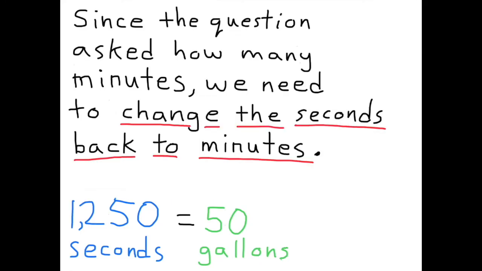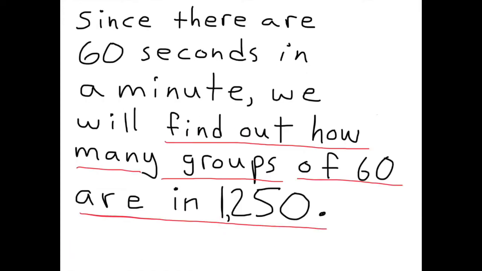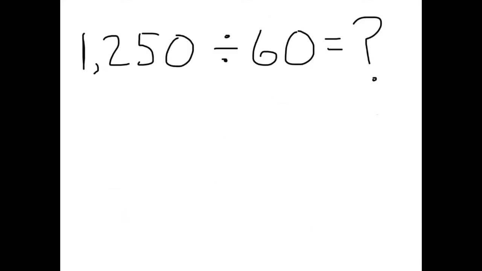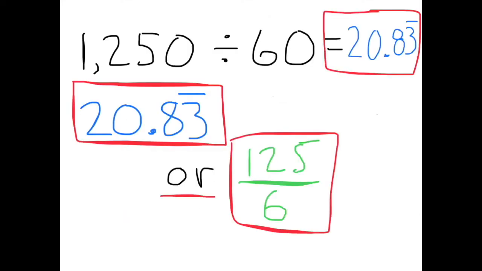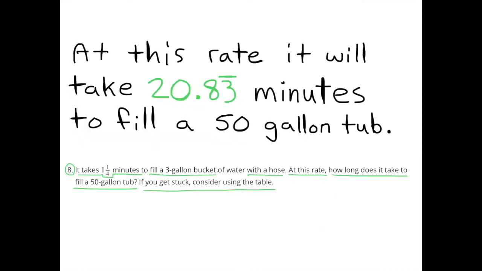Since the question asked how many minutes, we need to change the seconds back to minutes. Since there are 60 seconds in a minute, we will find out how many groups of 60 are in 1,250. 1,250 divided by 60 equals, in decimal value, 20 83/100ths with the 3 repeating, or as a fraction, 125/6. At this rate, it will take 20 83/100ths minutes to fill a 50-gallon tub.